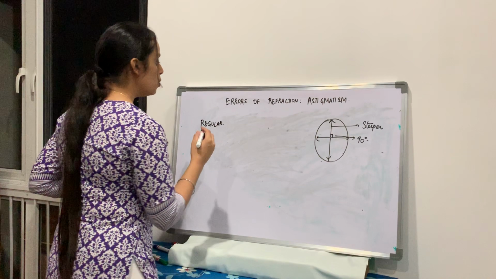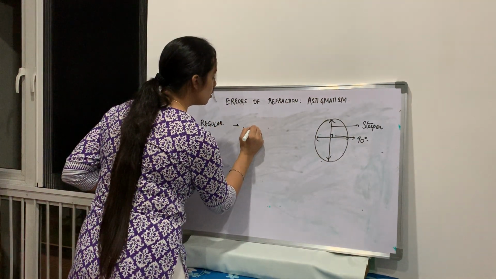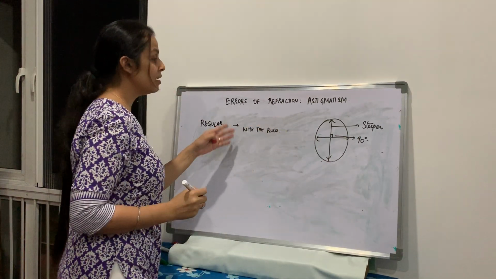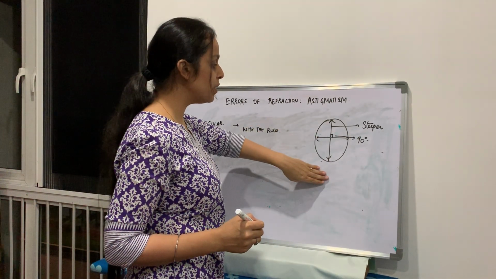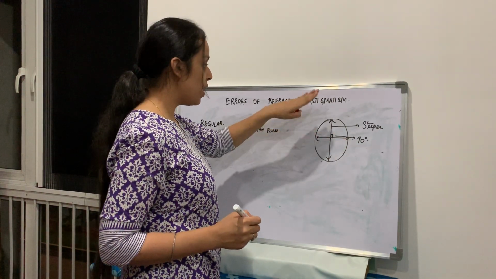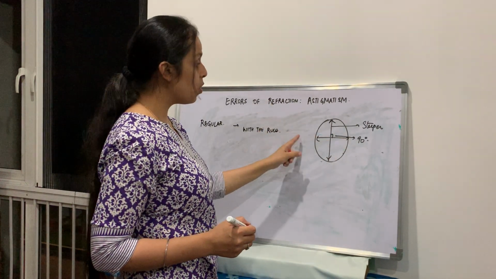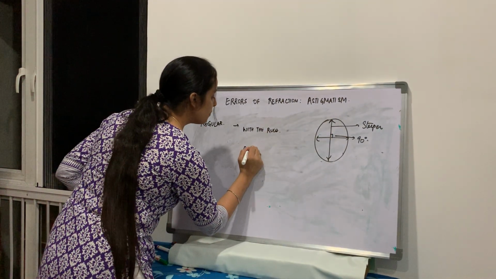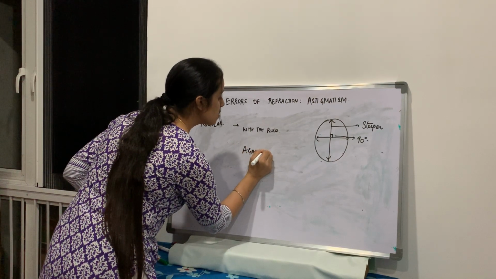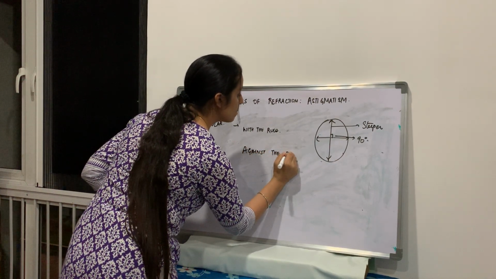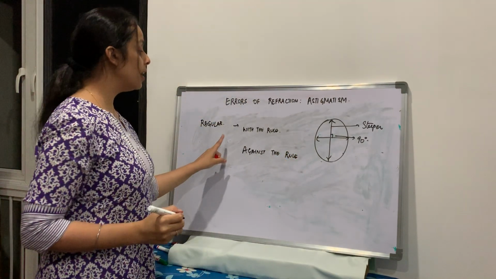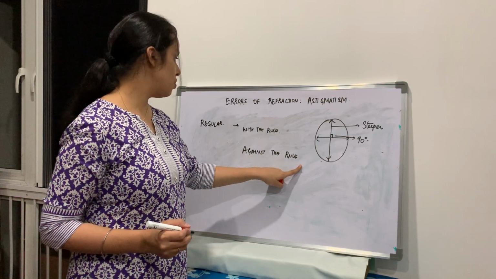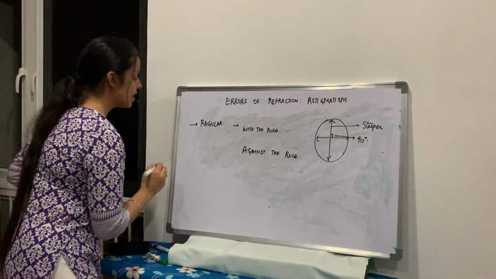Now this is called with the rule astigmatism when my cornea is following the natural rule, that is the vertical meridian is steeper and the horizontal is more wide. However, if this happens vice versa, that is the horizontal one becomes steeper and the vertical one becomes wider, then it will be called against the rule astigmatism. Okay, so that means this is not in accordance with nature's rule. That is why it is against the rule astigmatism. Alright, so this is regular astigmatism.